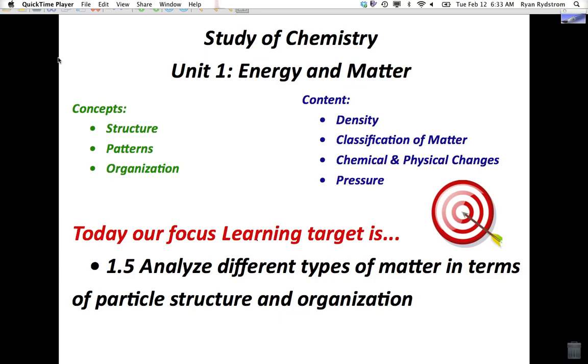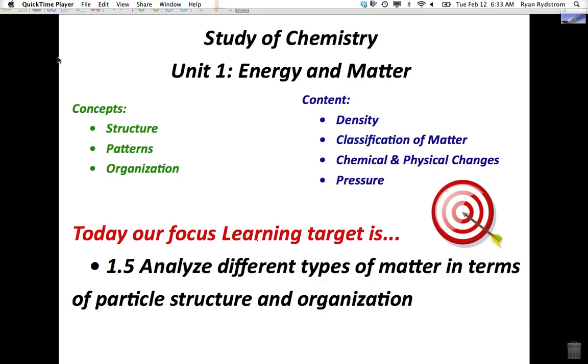Good morning, everyone. Today we're going to continue on with Learning Target 1.5, analyze the different types of matter in terms of particle structure and organization. For some of you, this will be a review, and for others, this will be the first time seeing it. Today we're going to do classifying matter stations, which builds off of what we learned yesterday. So please look back, have your mind map ready, and look at your scaffoldings.